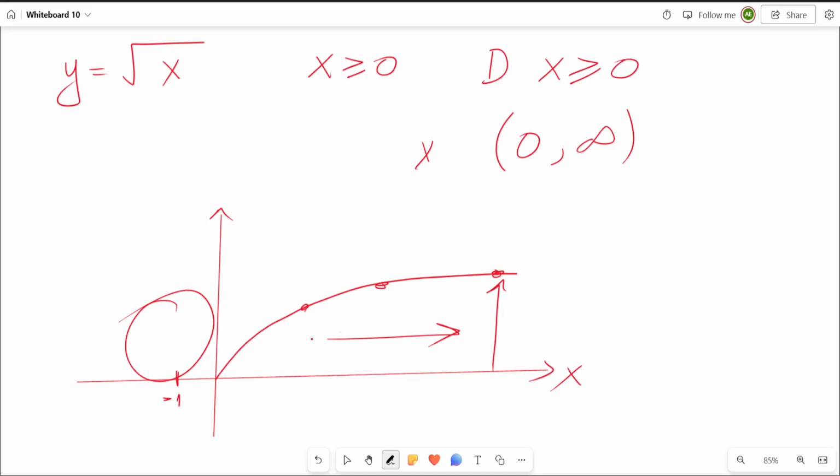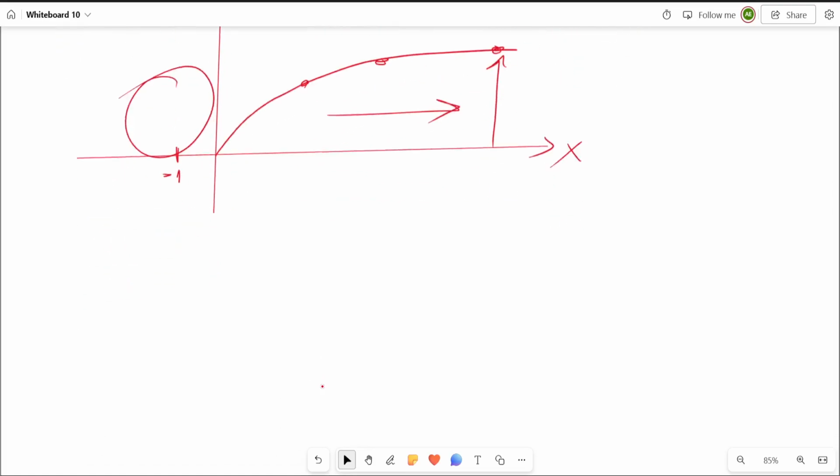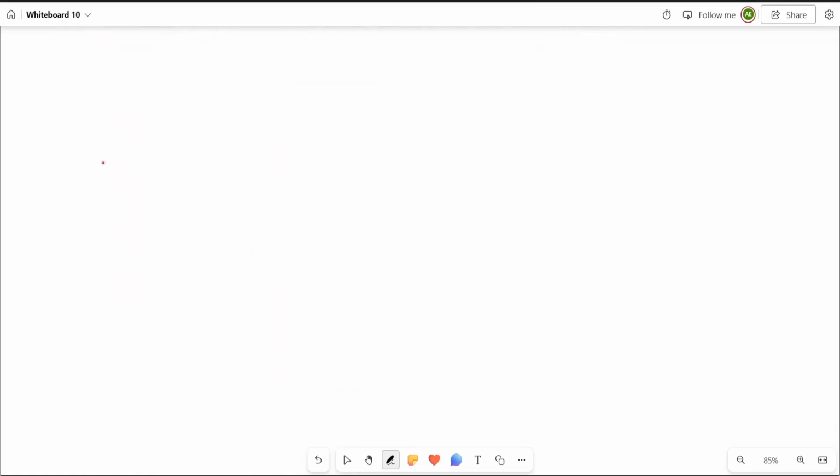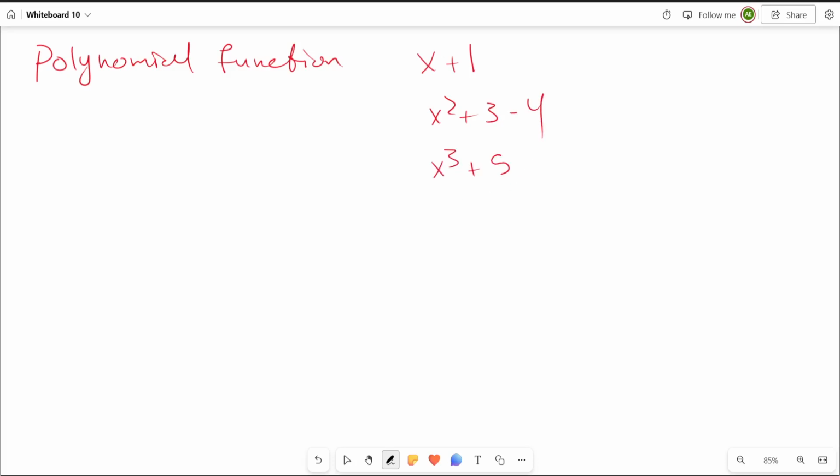The y-intercept is where the function crosses the y-axis, and the x-intercept is where the function crosses the x-axis. Okay, so let's put down some ground rules that will help us in solving. First of all, if I have any polynomial function, which is a function that looks like this, let's say x plus 1, or x squared plus 3 minus 4, or x cubed plus 5 minus 5, so minus 5x minus 5, let's say, or x to the power 4 plus x cubed plus 3x squared minus 2.